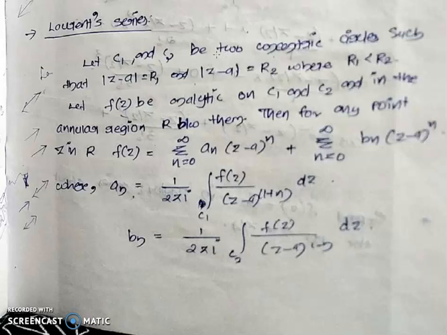Laurent series. Let C1 and C2 be two concentric circles such that mod z minus a is equal to R1 and mod z minus a is equal to R2, where R1 is less than R2. So we know concentric circles means circles with the same center, and the circle equation in general form is mod z minus a is equal to R1, and the second circle mod z minus a is equal to R2, and the radius of the first circle is less than the second one, that is R1 is less than R2.